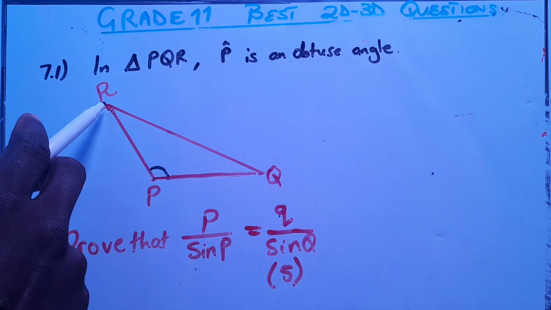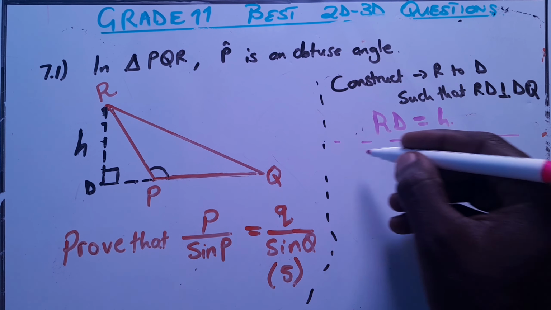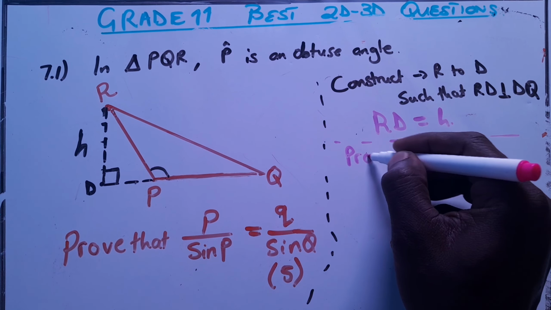So let's write it down. We've constructed there. So construct R to D such that RD is perpendicular to DQ, and also our RD will be equal to h. So this side is side h. So now let's go to the proof.